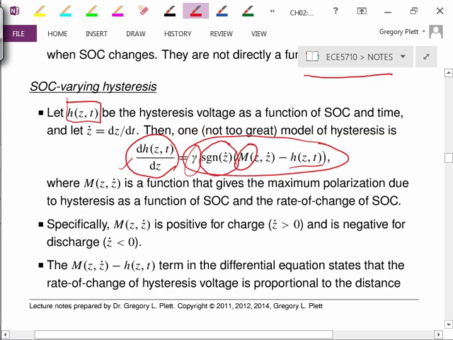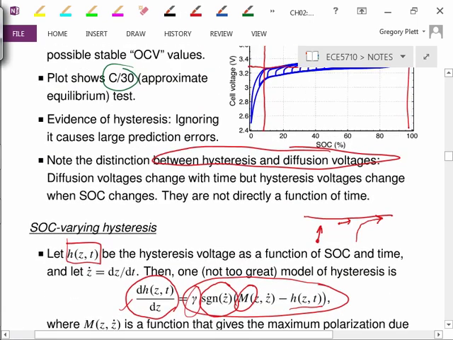And the sign of z dot simply makes this equation stable, so dH by dz is always moving towards M, whether I'm charging or discharging. If I'm far away, it wants to converge quickly. If I'm close, it doesn't want to converge quite as quickly. Overall, the shape of this curve, if I plot it as a function of state of charge, is exponential. So the hysteresis state exponentially converges toward the maximum amount at that state of charge.